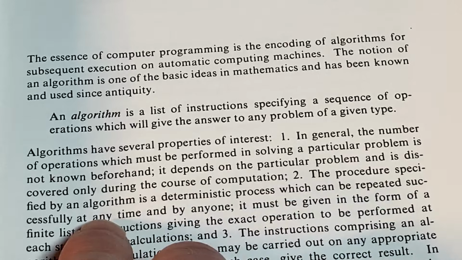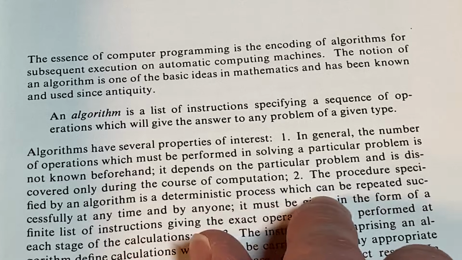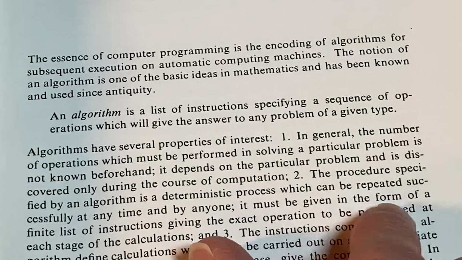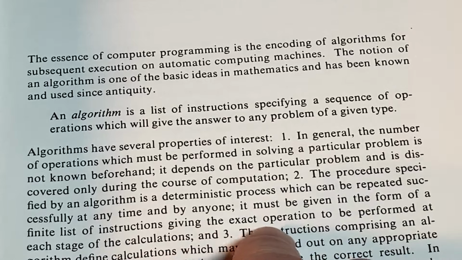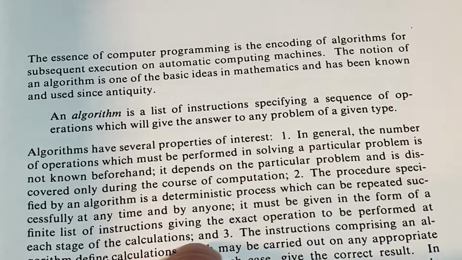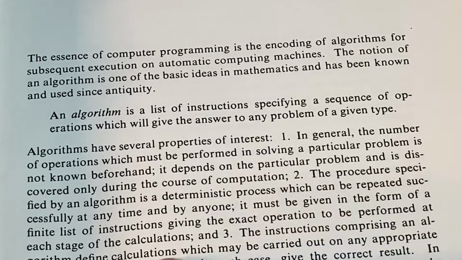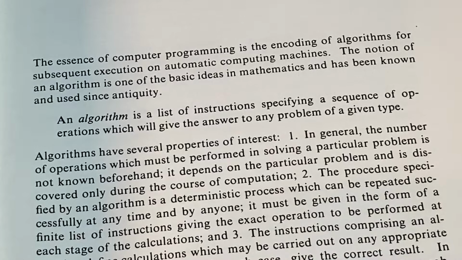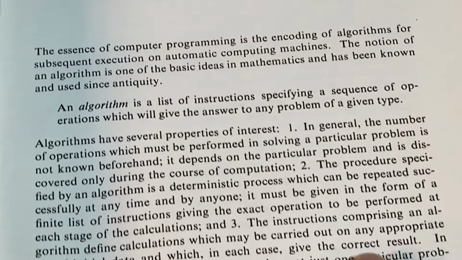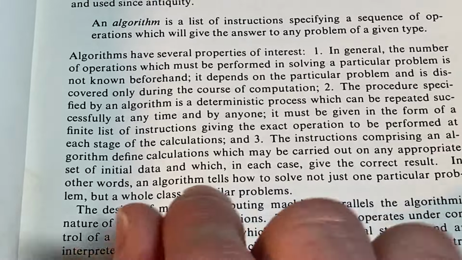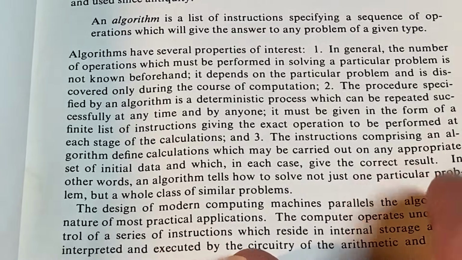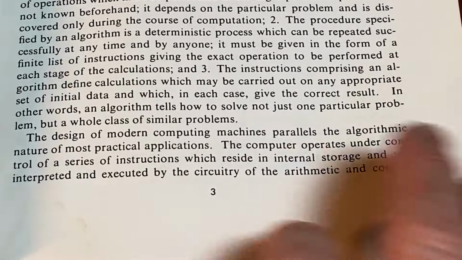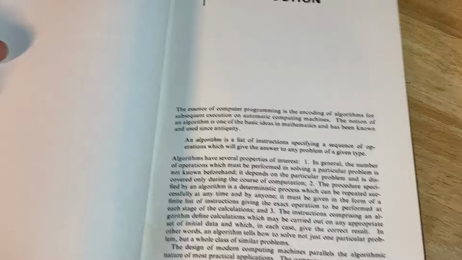Two, the procedure specified by an algorithm is a deterministic process, which can be repeated successfully at any time and by anyone. It must be given in the form of a finite list of instructions, giving the exact operation to be performed at each stage of the calculations. And three, the instructions comprising an algorithm define calculations which may be carried out on any appropriate set of initial data and which, in each case, give the correct result. In other words, an algorithm tells you how to solve not just one particular problem, but a whole class of similar problems. Yes, absolutely. And you know, it goes on and on. It keeps talking more about that. Let's turn the page.